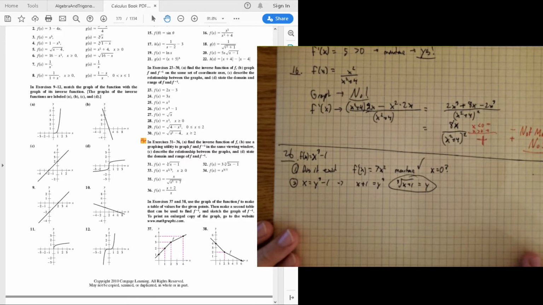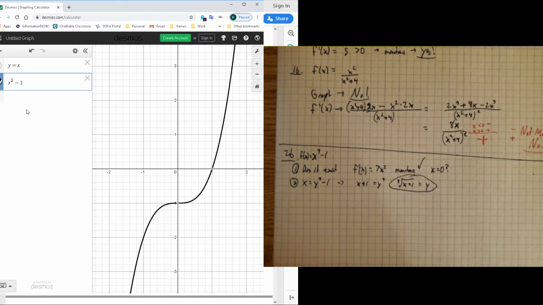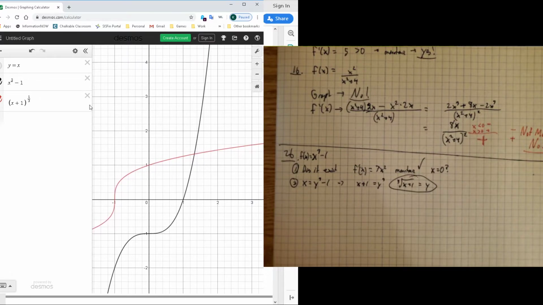Well, let's see. This piece says to graph these in the same domain, so I'm going to do that. Let's go ahead and open up Desmos. So, I graph x to the third minus 1, and I graph the cube root, which is the 1/3 power of x plus 1. Boom. Okay, you can clearly see from this picture that it does in fact have this reflexive relationship over this line.